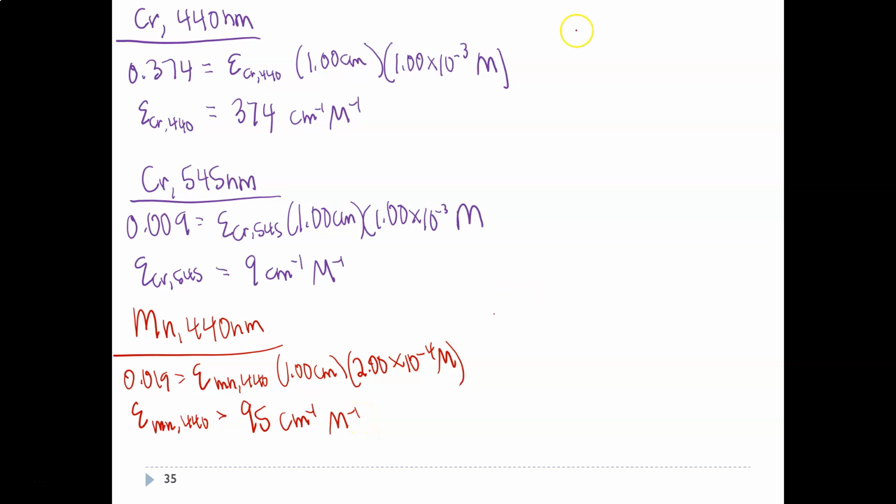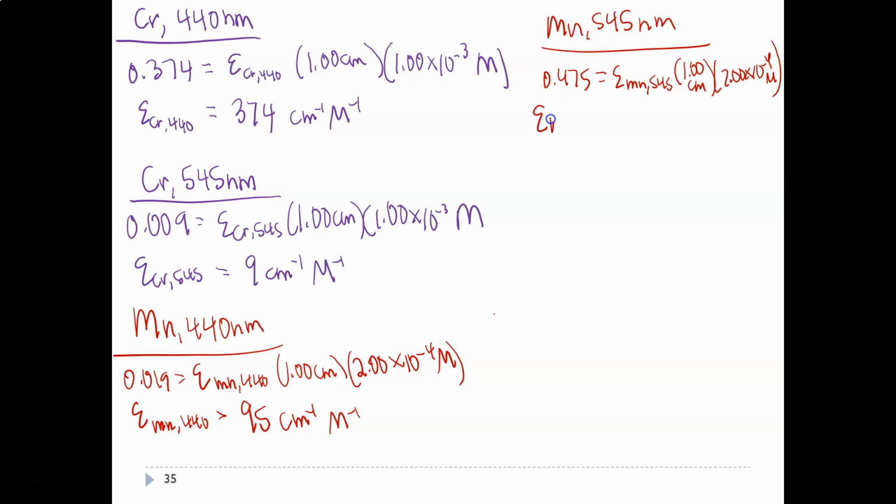I'm going to come over to the other side, and we're going to do manganese at 545 nanometers. So its absorbance was 0.475. We don't know the extinction coefficient. And then 2.00 times 10 to the negative fourth molarity. The extinction coefficient of manganese at 545 was, I put this in scientific notation, 2.38 times 10 to the third inverse centimeters, inverse molarity.